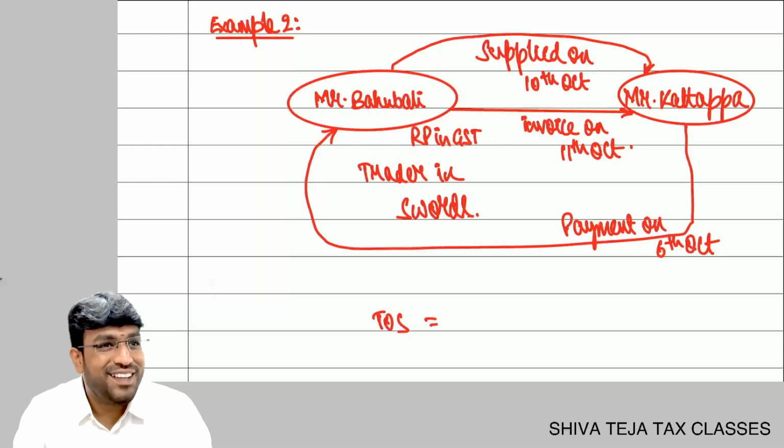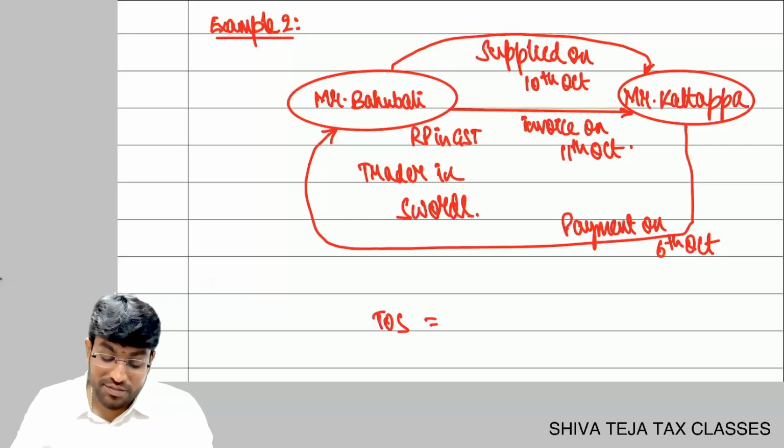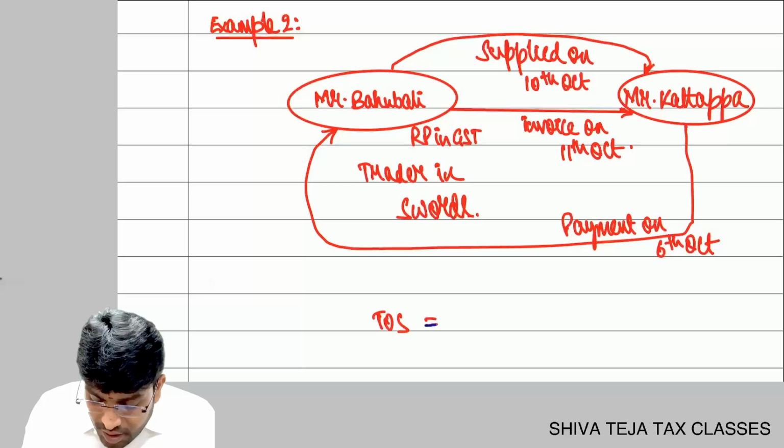You want options? How many of you say 10th October? 3-4 people. How many of you say 11th October? Only one person. How many of you say 6th October? Majority. Very good. The answer is October.